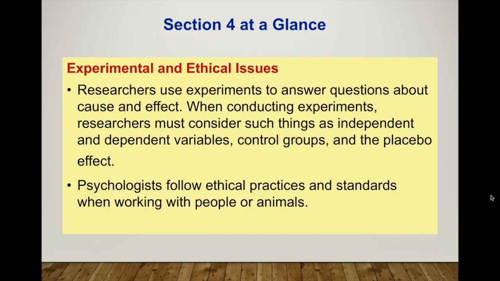Section 4 at a glance. This is experimental and ethical issues. Researchers use experiments to answer questions about cause and effect. When conducting experiments, researchers must consider such things as independent and dependent variables, control groups, and the placebo effect. Psychologists follow ethical practices and standards when working with people or animals.